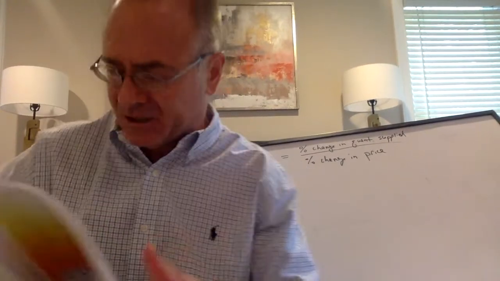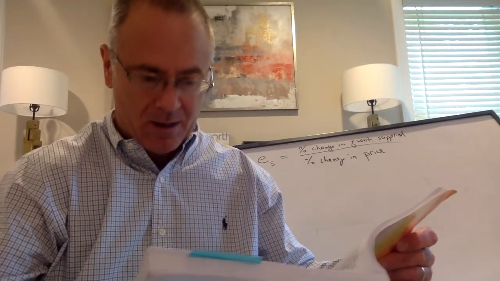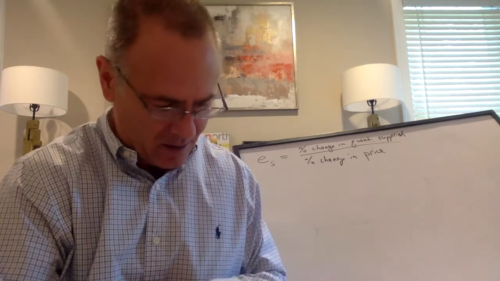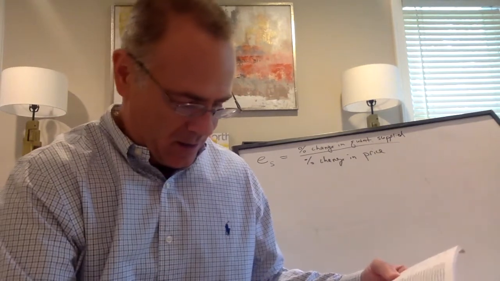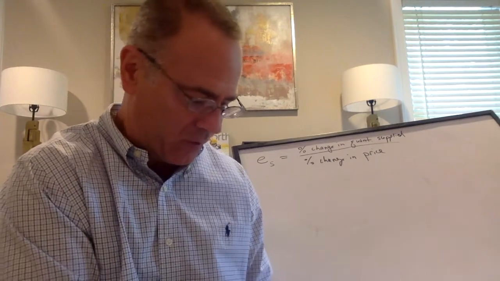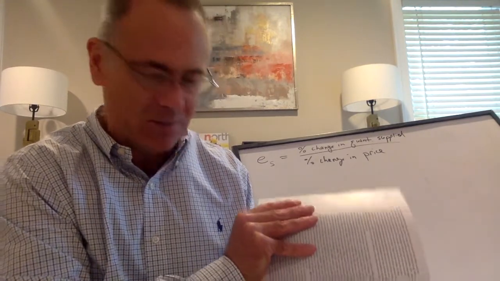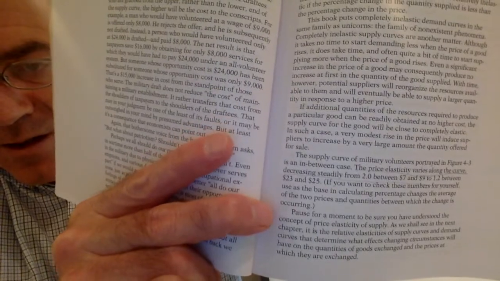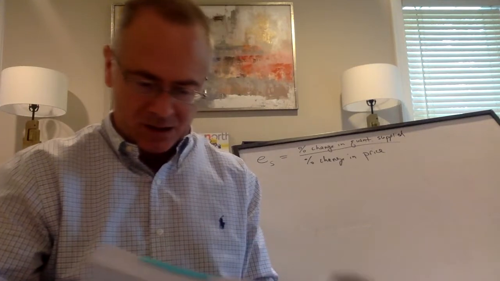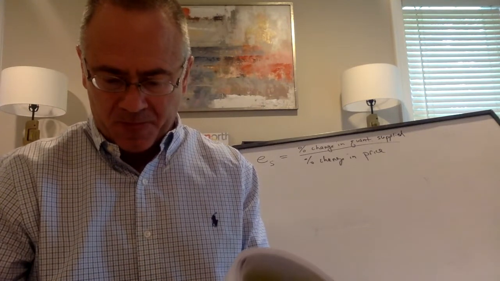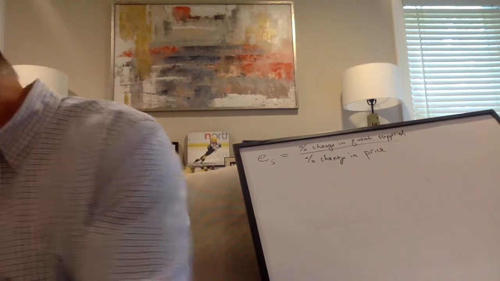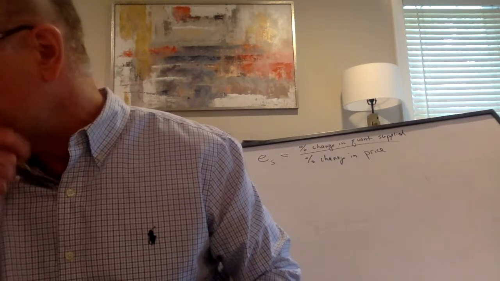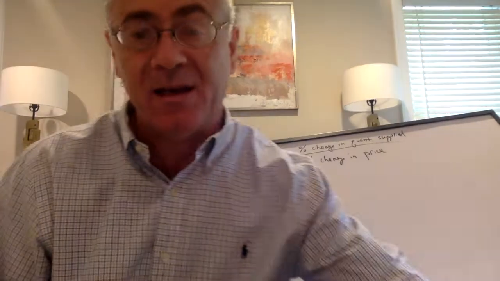Now, let's give an example. Let's start on page 89 of the 13th edition. Pretty sure if you're in the 12th edition, there will also be a similar paragraph. The key is the supply curve of military volunteers in figure 4.3. First it talks about when the price changes between 7 and 9.